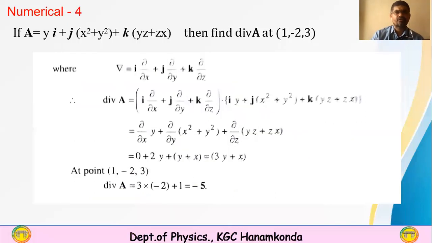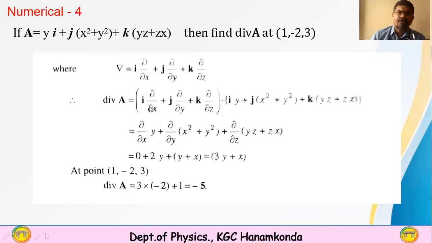Next, go for numerical 4. If A bar is given by yi plus j into (x² + y²) plus k into (yz + zx), then find the divergence at the point (1, −2, 3). This is very similar to the previous problem, where del bar is i ∂/∂x plus j ∂/∂y plus k ∂/∂z. You know well, divergence of A is written as del bar dot A bar.